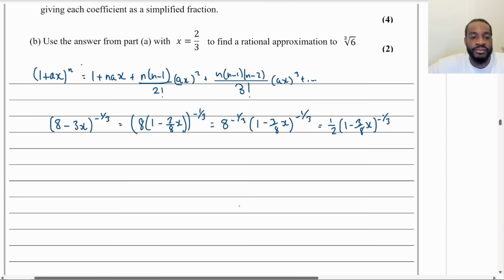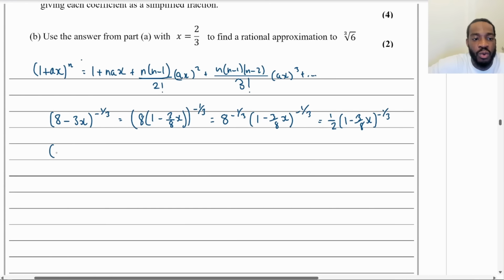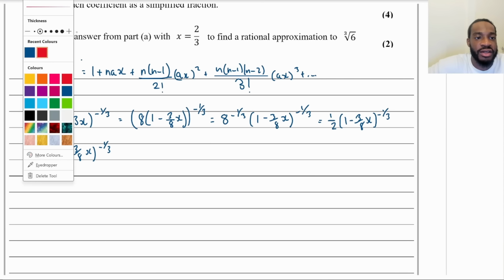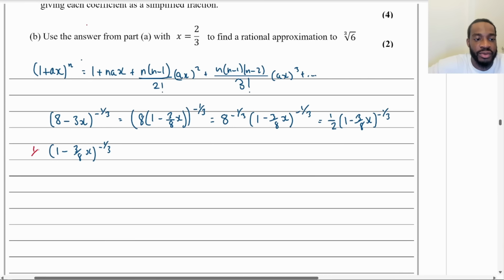So I'll write out here again, 1 minus 3 over 8 x to the minus a third. We need to figure out what this is, and then obviously times it by a half. So we can't forget that. Let me write 1/2 in red on here. Okay, so now just using the formula, you just have to basically figure out what your a is, what your power is, and then you're pretty much done.